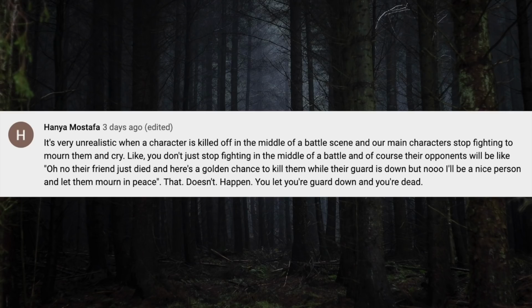Like, you don't just stop fighting in the middle of a battle. And of course their opponents will be like, oh no, their friend just died and there's a golden chance to kill them while their guard is down. But no, I'll be a nice person and let them mourn in peace. That doesn't happen. You let your guard down and you're dead.